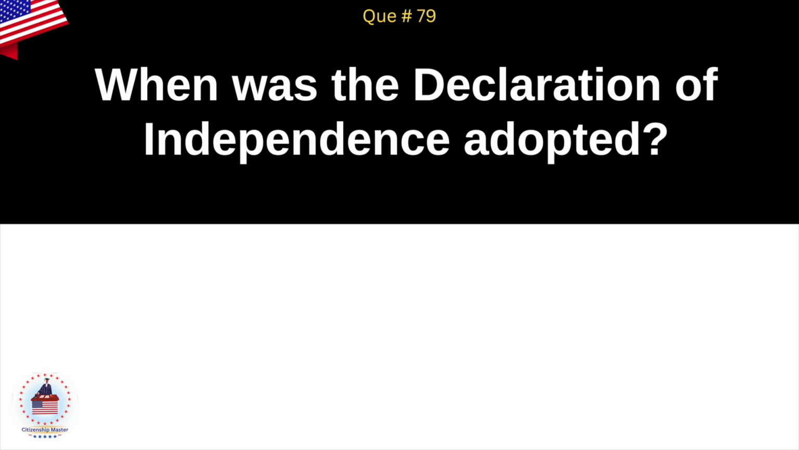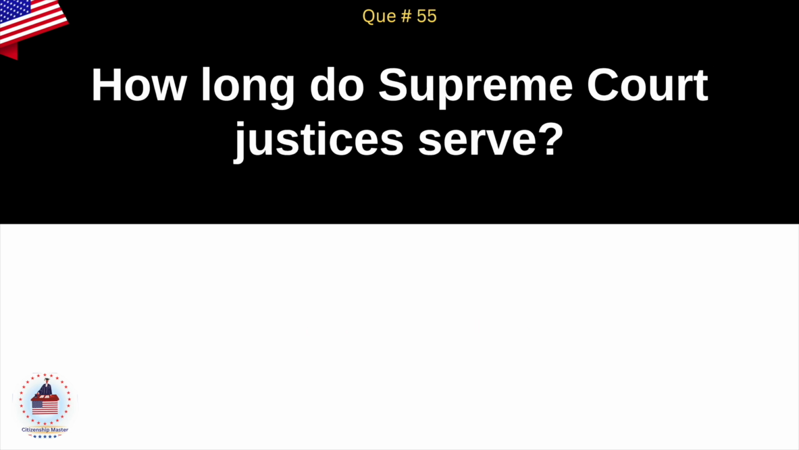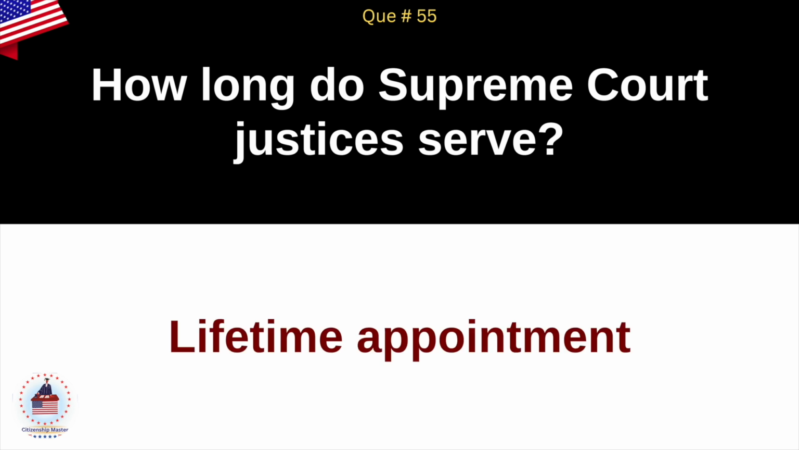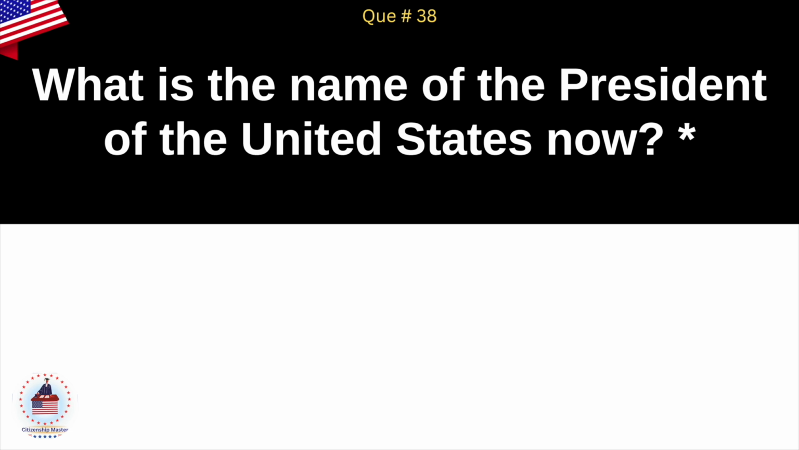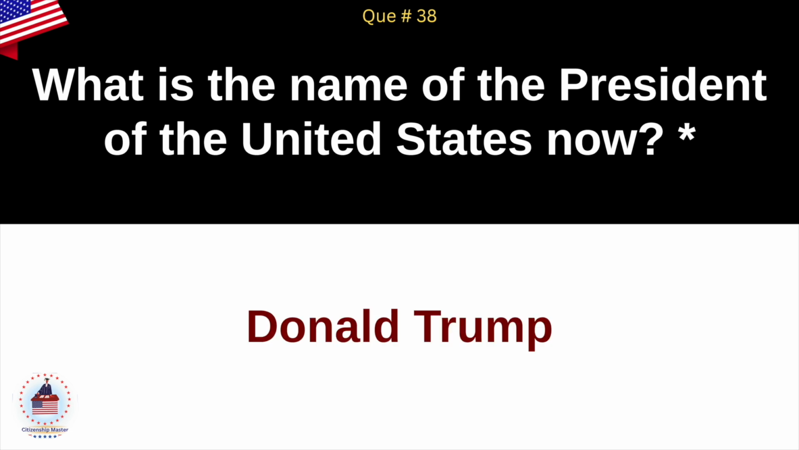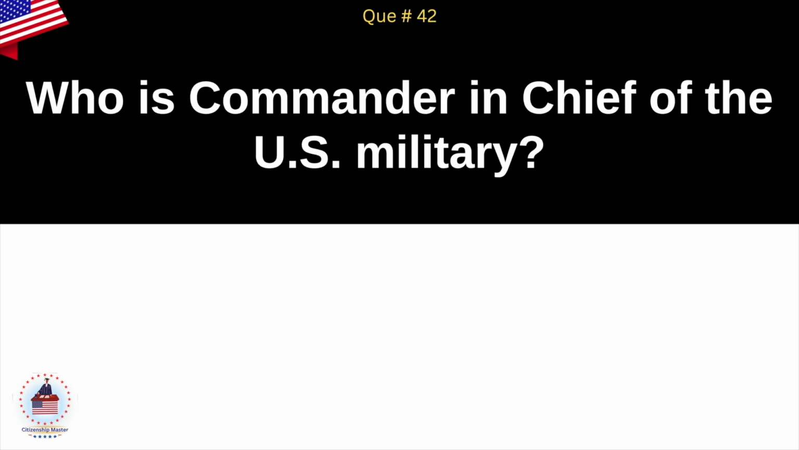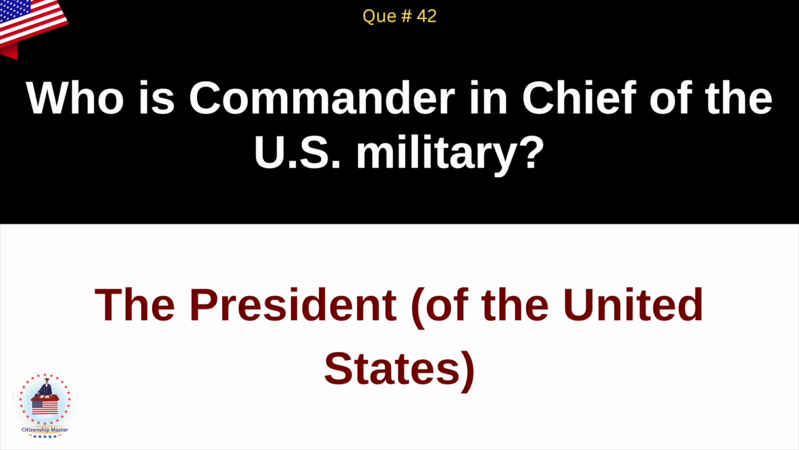When was the Declaration of Independence adopted? July 4, 1776. How long do Supreme Court justices serve? Lifetime appointment. What is the name of the President of the United States now? Donald Trump. Who is Commander-in-Chief of the U.S. military? The President of the United States.